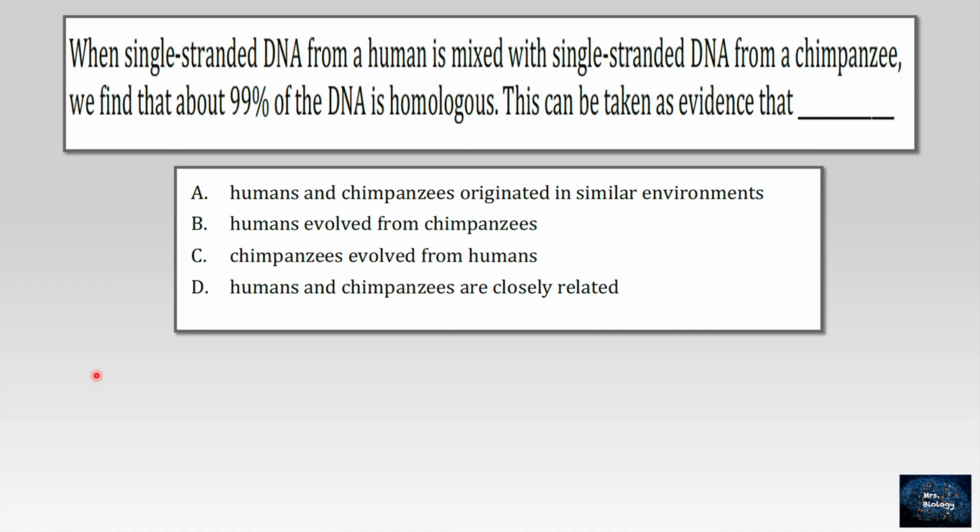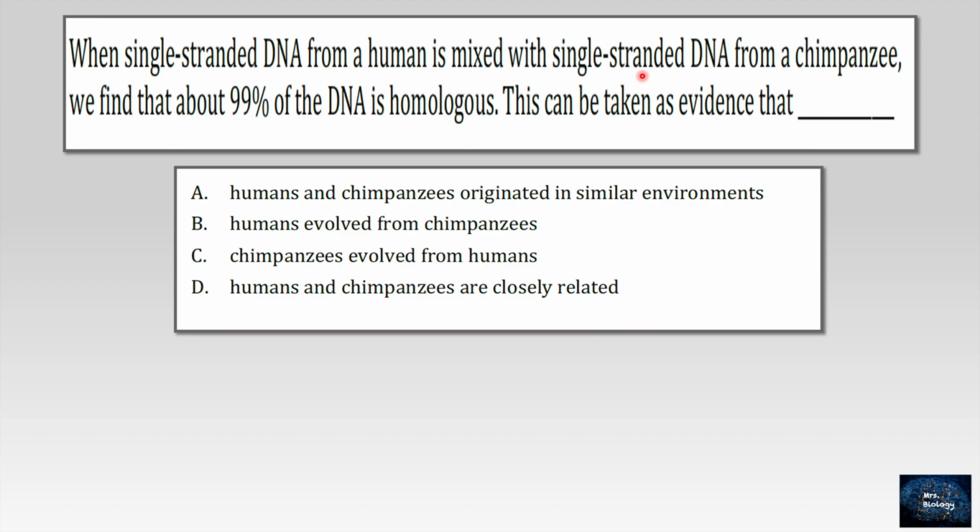Let's read this question. When single-stranded DNA from a human is mixed with single-stranded DNA from a chimpanzee, we find that about 99% of the DNA is homologous. What does that mean? The sequence of certain traits, they look like each other. This can be taken as evidence that looking like each other does not mean derived from or evolved from.